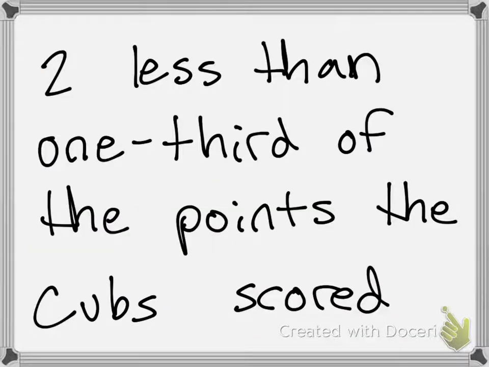So let's look at this first problem. 2 less than 1/3 of the points the Cubs scored. So I want you to identify the variable. Read this and identify the variable. Oswaldo, what's the variable? She said C for the Cubs. Yes, so it is the points the Cubs scored. And she said she's going to make it C.